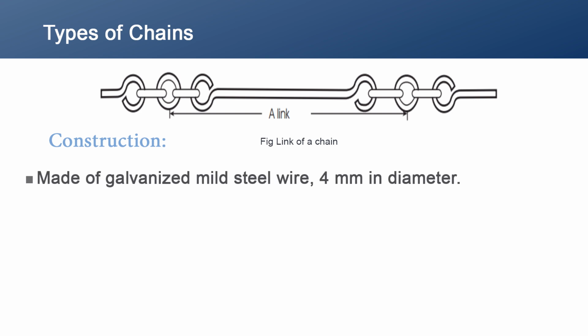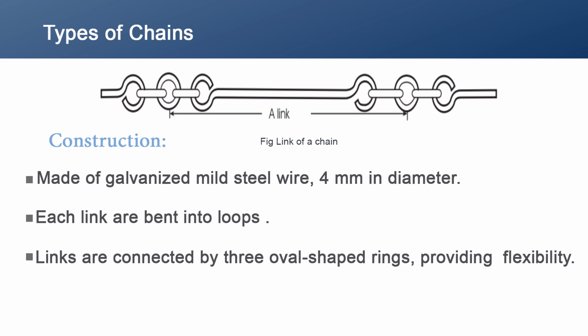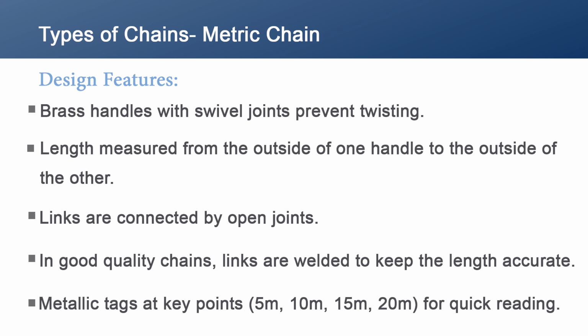These are usually made from pieces of galvanized mild steel wire which is 4 mm in diameter. The ends of each link are bent into loops and connected by 3 oval shaped rings, making the chain flexible. The ends have brass handles with swivel joints, so you can turn the chain around without it twisting. The length is measured from the outside of one handle to the outside of the other. Now coming to the links, they are connected by open joints, but in good quality chains, they are welded to keep the length accurate despite stretching.